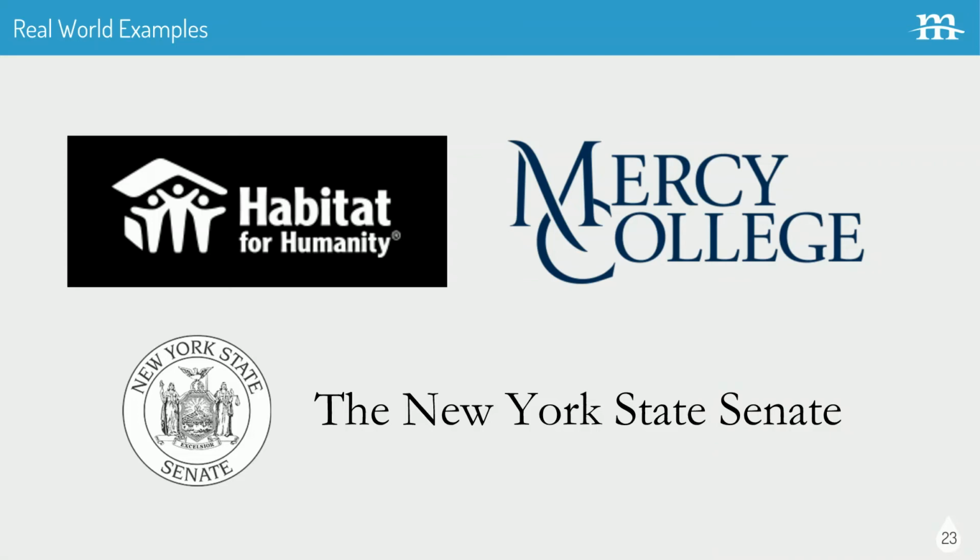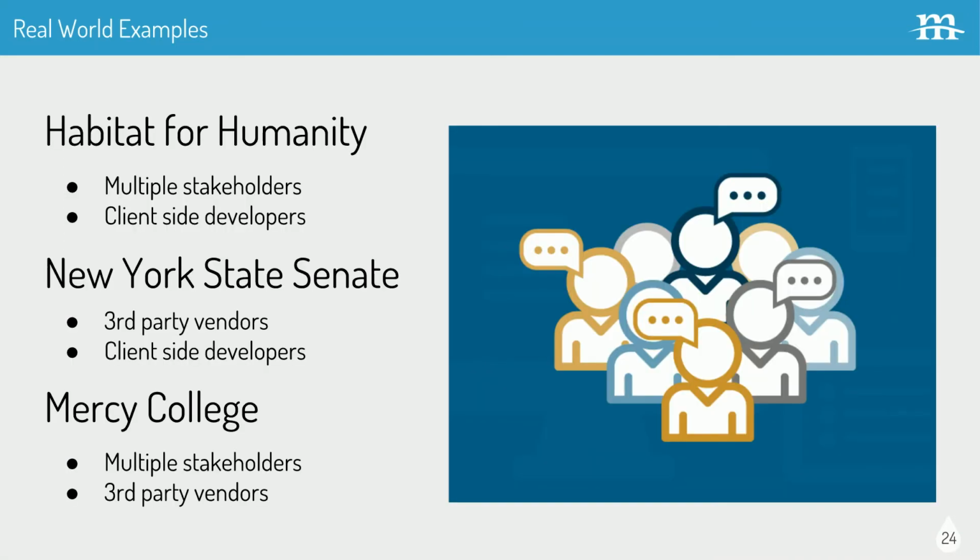So let's talk about some real-world examples. A few clients who I directly work with who have some of these situations are 3 you see on the screen here: Habitat for Humanity, Mercy College, and the New York State Senate. Habitat for Humanity has really the trifecta going on, but right now just 2 primarily. They have multiple stakeholders and client-side developers. When we were building their Drupal 8 site last year, there was also a third-party vendor who had done design.